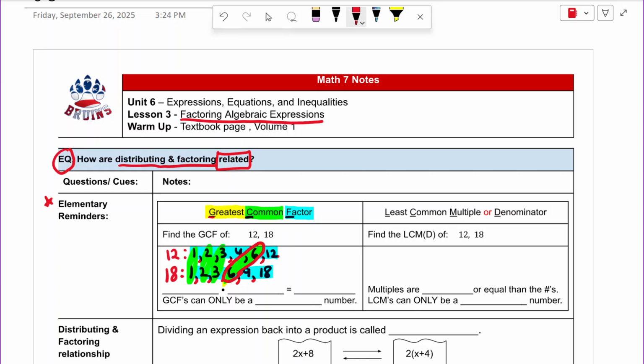So down here we have these line times a line equals a product. So we're going to say factor times a factor equals a product. So that's something to remember, what a factor is. So GCFs can only be a positive number. They cannot be a negative. Only positives. All right, now that's your reminder on greatest common factor, but there's another one we learned from elementary school, which is the least common multiple or least common denominator.